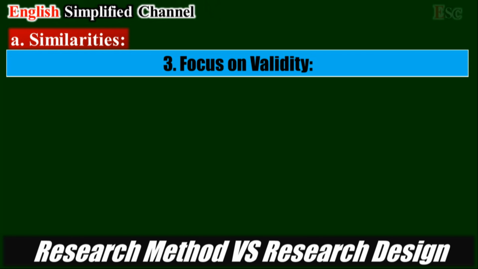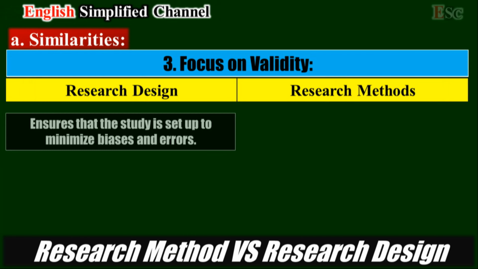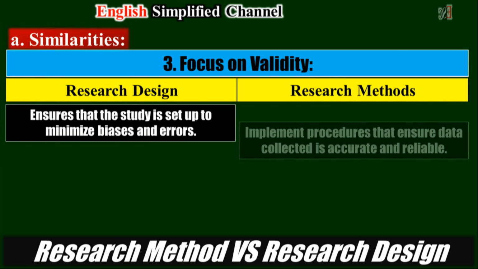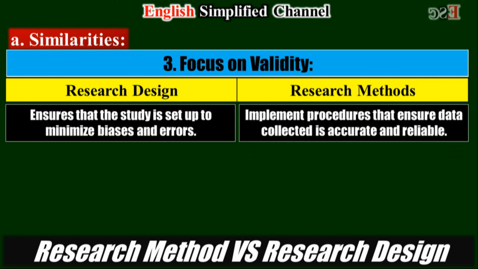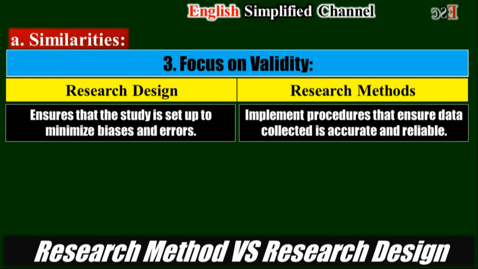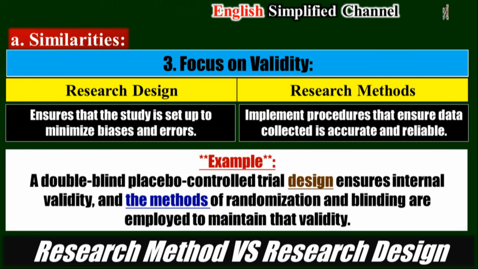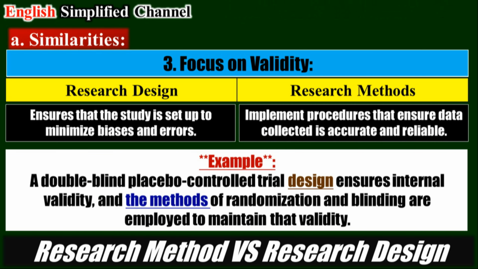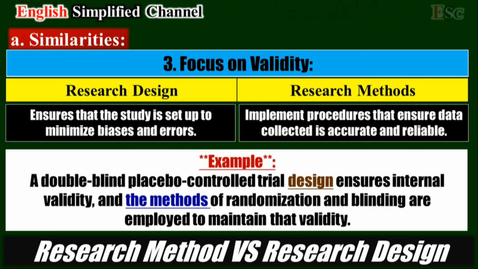3. Focus on validity. Research design ensures that the study is set up to minimize biases and errors. Research methods implement procedures that ensure data collected is accurate and reliable. Example: a double-blind, placebo-controlled trial design ensures internal validity, and the methods of randomization and blinding are employed to maintain that validity.